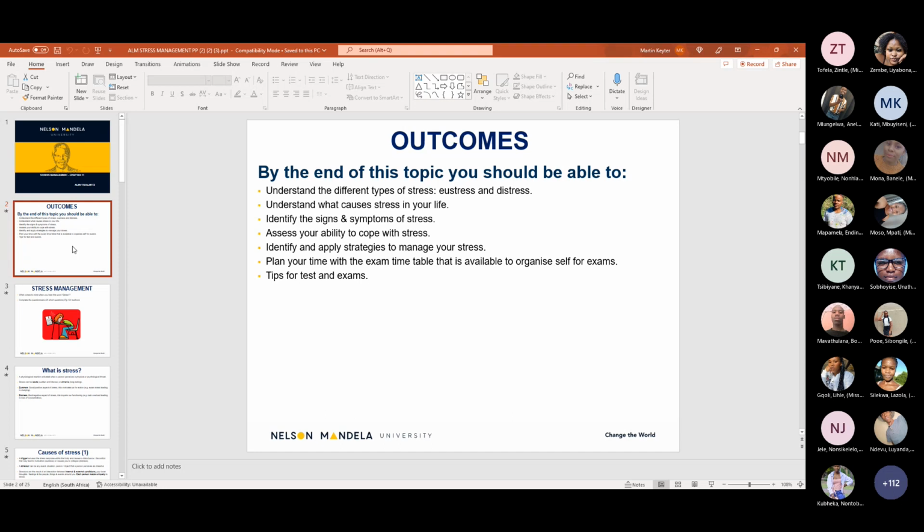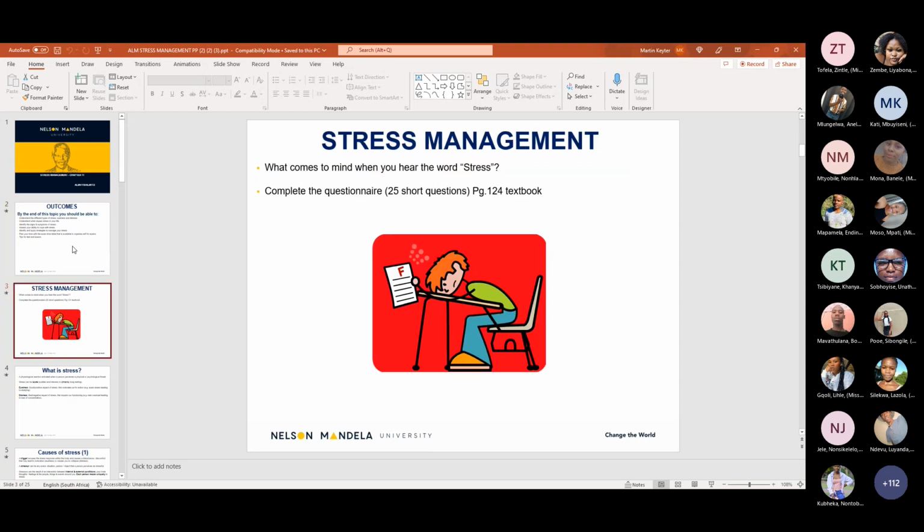Then plan your time with the exam timetable that is available to organize yourself for exams. So why tips for tests and exams? So why is this specific stress highlighted, exams and tests? Because at the moment you're still a student, your priorities should be your academic requirements. And most students, probably at this moment all of you, regard exams and tests generally as a stressful experience and period in your university calendar.